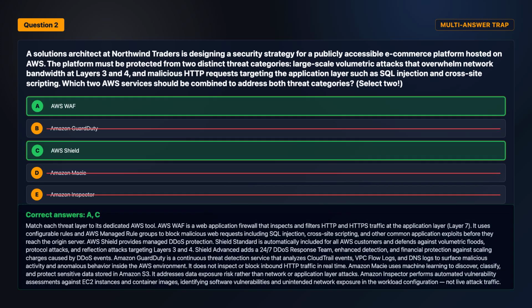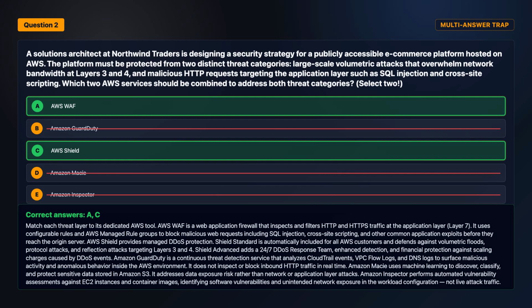The correct answers are option A and option C. Match each threat layer to its dedicated AWS tool. AWS WAF is a web application firewall that inspects and filters HTTP and HTTPS traffic at the application layer, Layer 7. It uses configurable rules and AWS managed rule groups to block malicious web requests, including SQL injection, cross-site scripting, and other common application exploits before they reach the origin server.